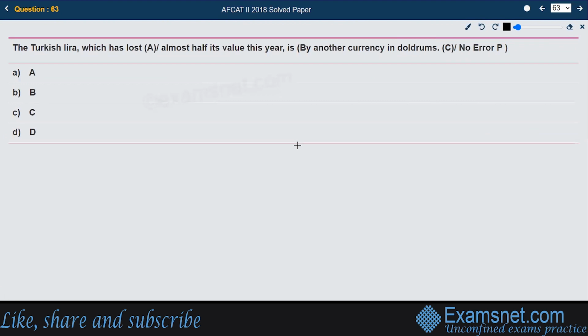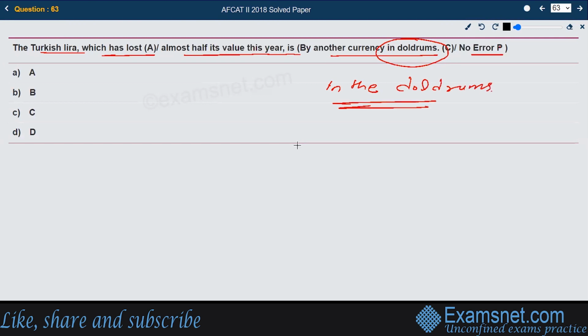Next, Turkish lira, which has lost almost half its value this year, is by another currency in doldrums. No error is like that. Okay, so let us read it once again. So the error lies in this, in doldrums. This is a phrase, and the proper phrase that should be written here is in the doldrums. The article the is missing. In the doldrums it should be happening.